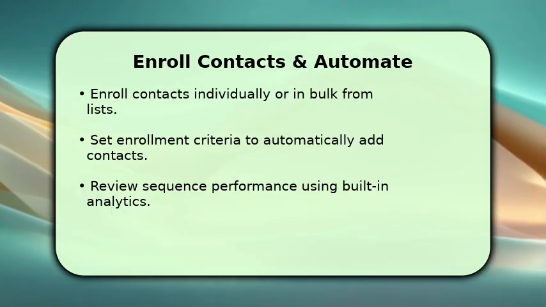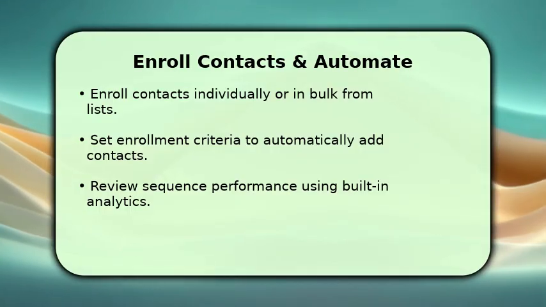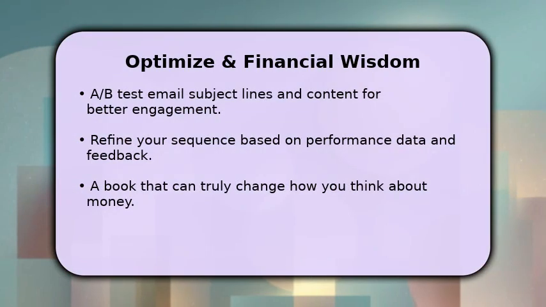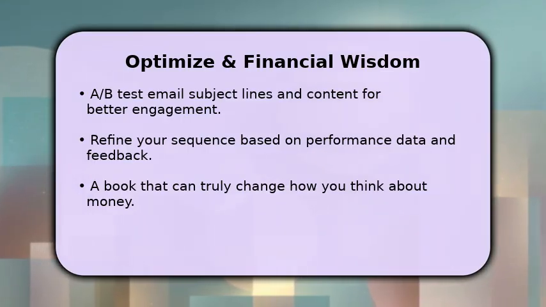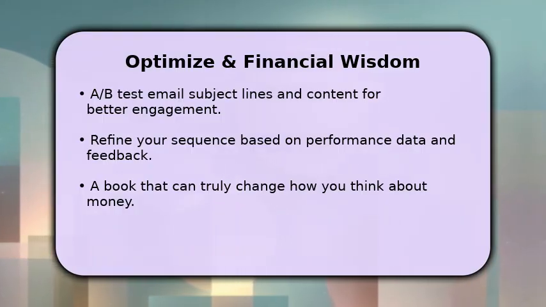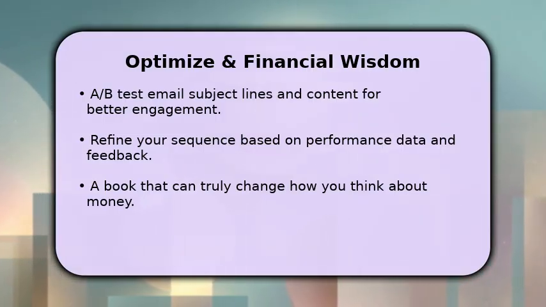After your sequence is active, regularly review its performance using HubSpot's built-in analytics to see what's working and where you can make improvements. To truly maximize your sequence's effectiveness, consider A/B testing different email subject lines and content variations. This helps you understand what resonates best with your audience and drives higher engagement.